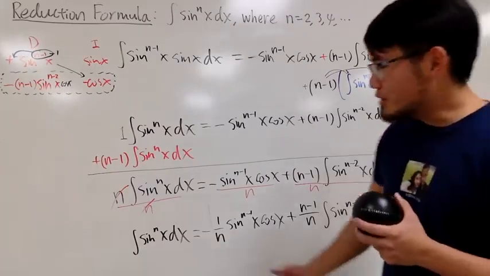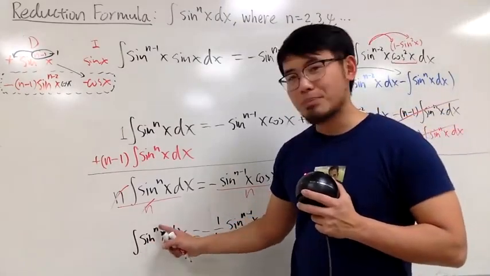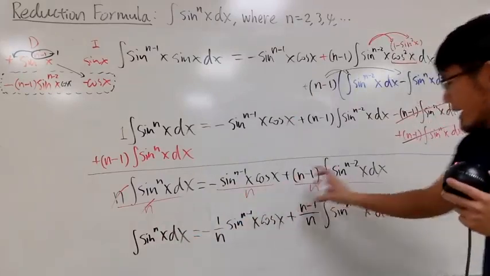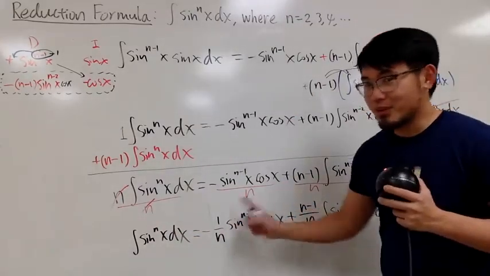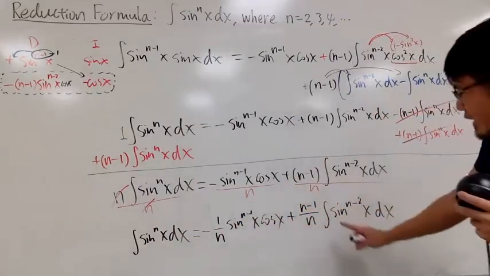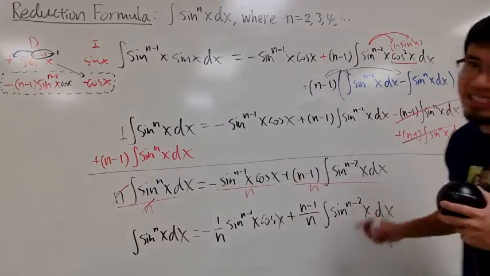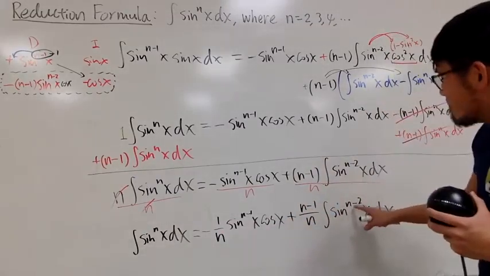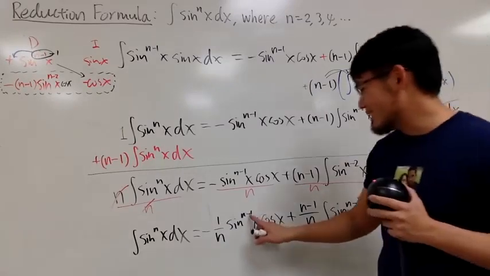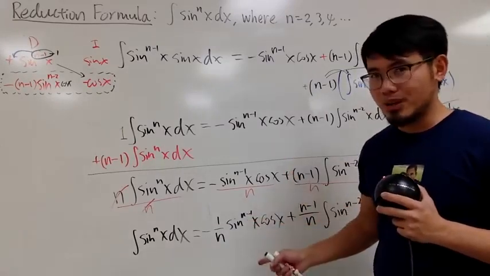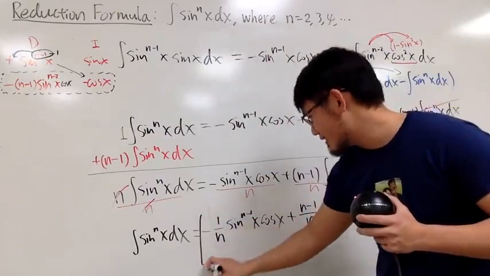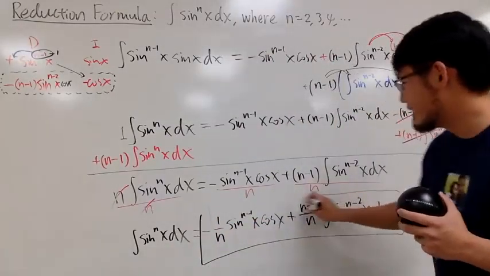So as you can see, originally this integral has sine to the nth power, and we end up with this function. This is the answer part, and this integral, it's an easier version because it's the n minus 2 power. So this is the reduction formula for that, which is very nice. I'll box this. Right?